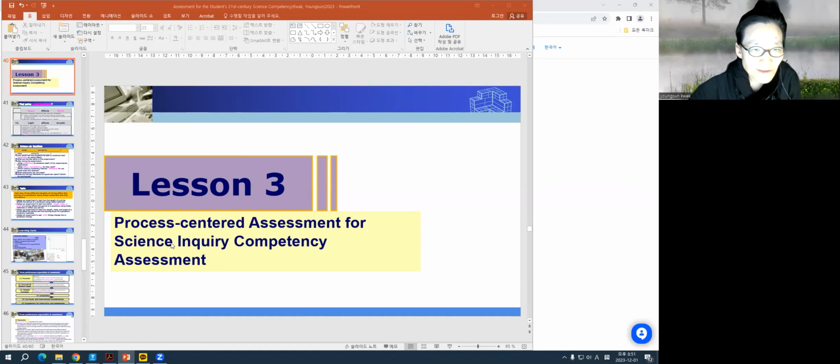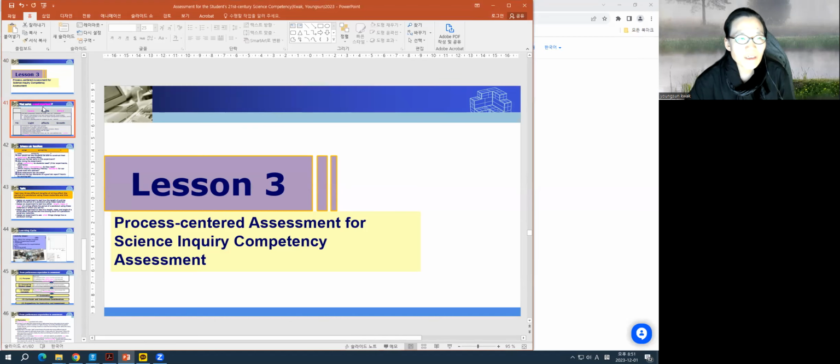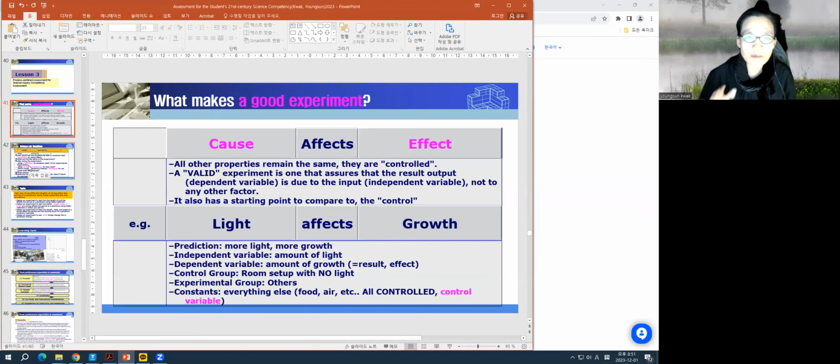Hi, this is lesson 3 about science competency assessment, from curriculum through teaching and learning and assessment. Science competency assessment is all about assessing students' science skills in science inquiry.